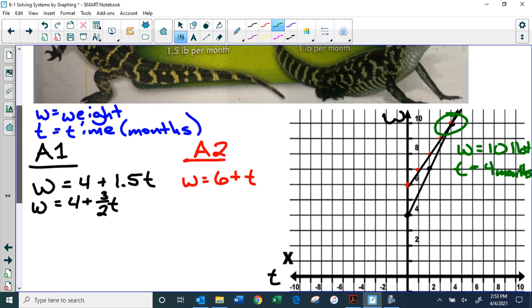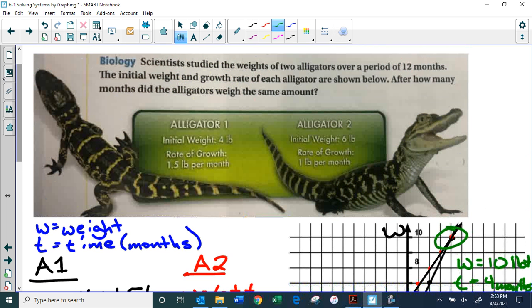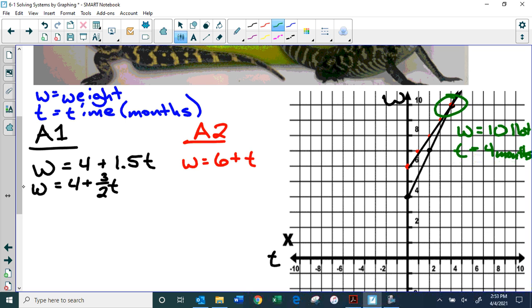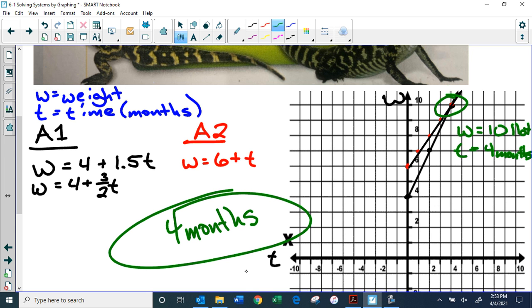Now, let's go back and let's see what the question was. The question was, after how many months did the alligators weigh the same amount? And so the answer is 4 months. At 4 months, they both weighed 10 pounds. All right, so that's solving systems by graphing.